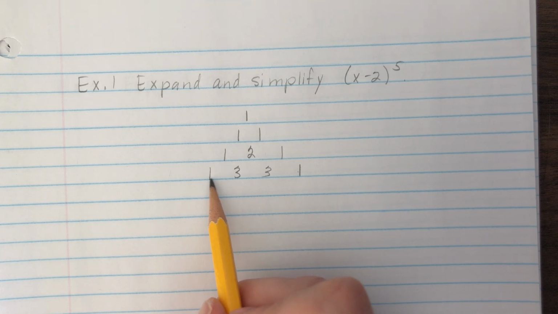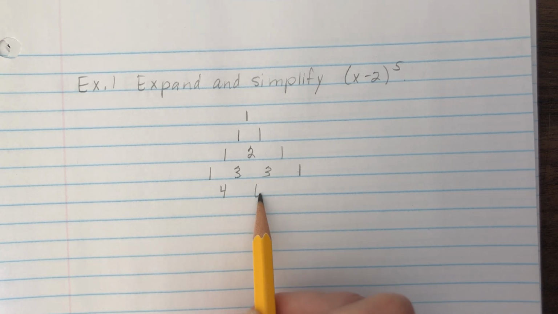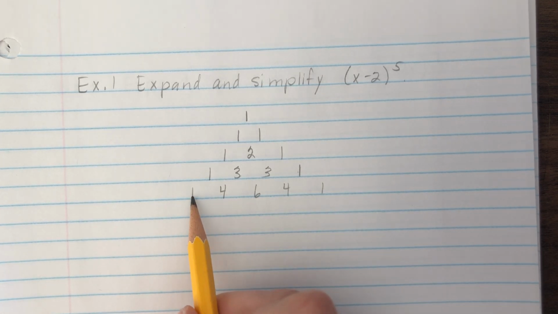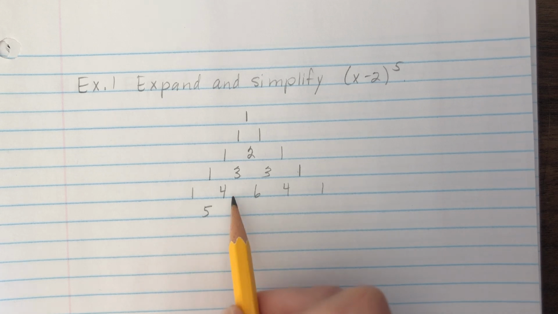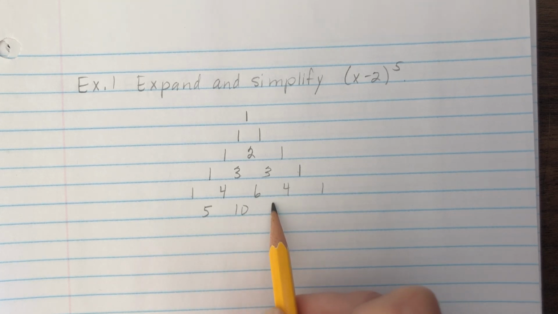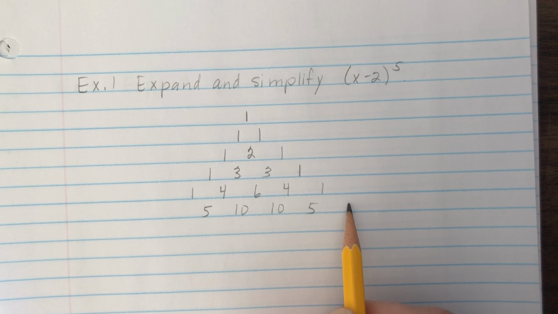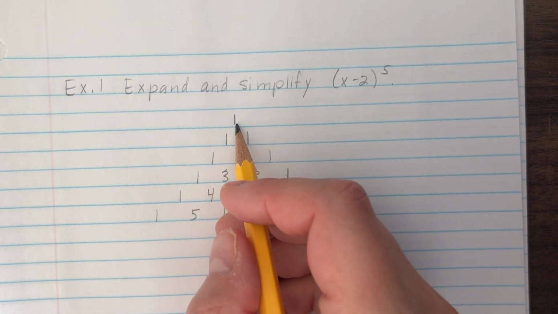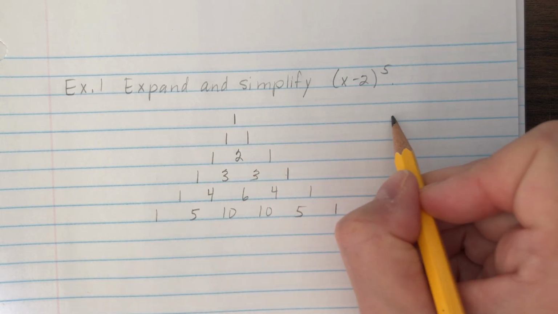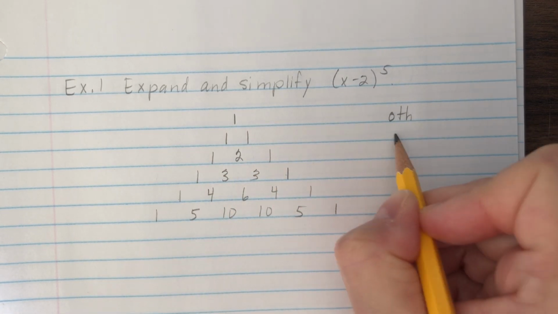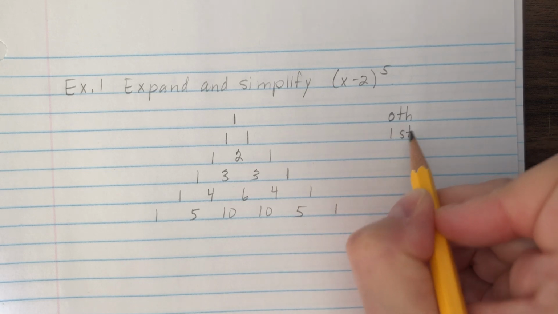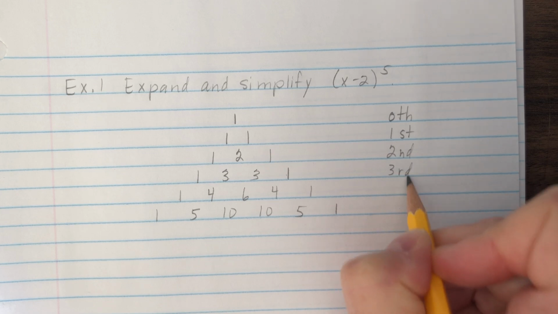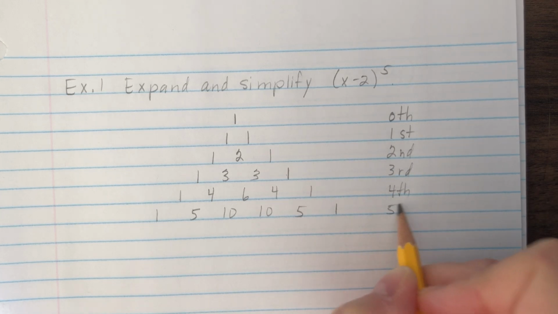Doing it one more time, 1 plus 3 is 4, 3 plus 3 is 6, 3 plus 1 is 4. And then one last time, 1 plus 4 is 5, 4 plus 6 is 10, 6 plus 4 is 10, 4 plus 1 is 5, and 1 on either side. So the first one here is in the 0th row, then the 2 1s are in the first row, then we have the second row, the third row, the 4th row, and the 5th row.